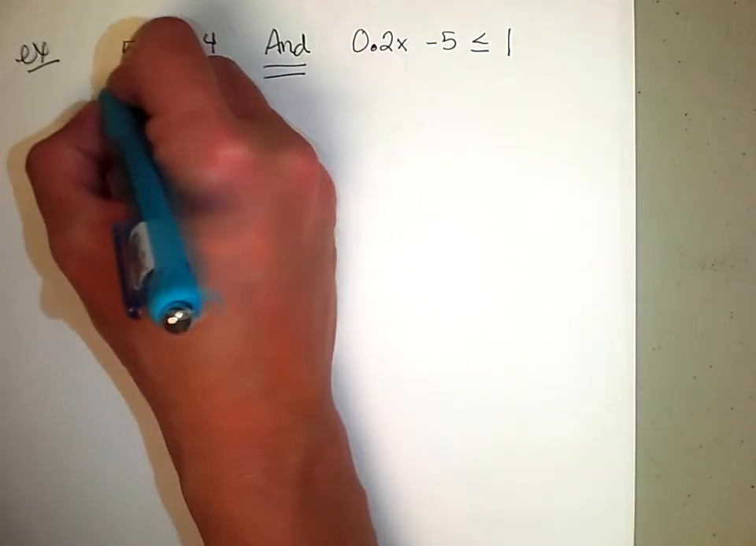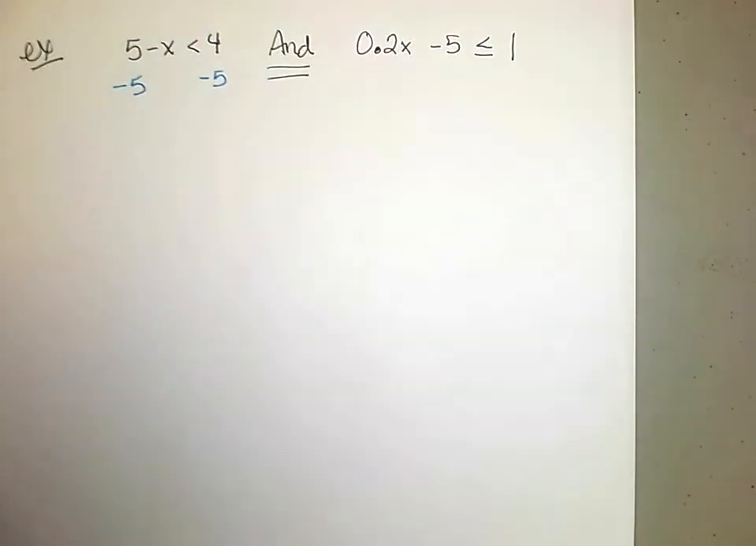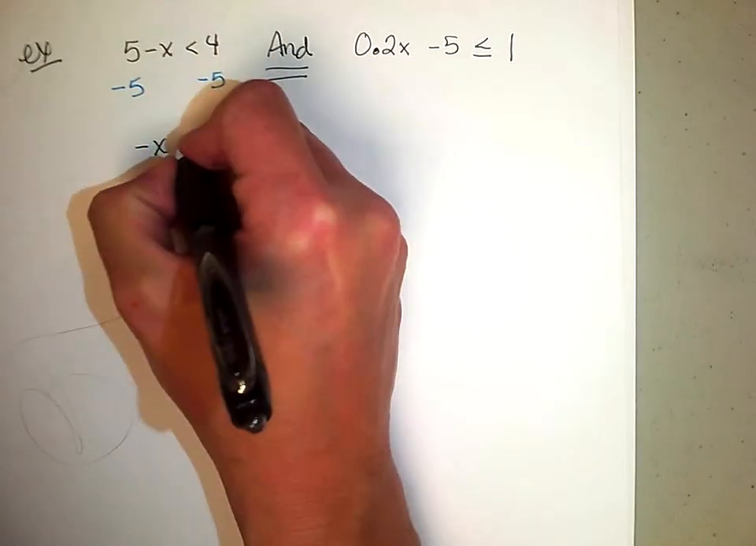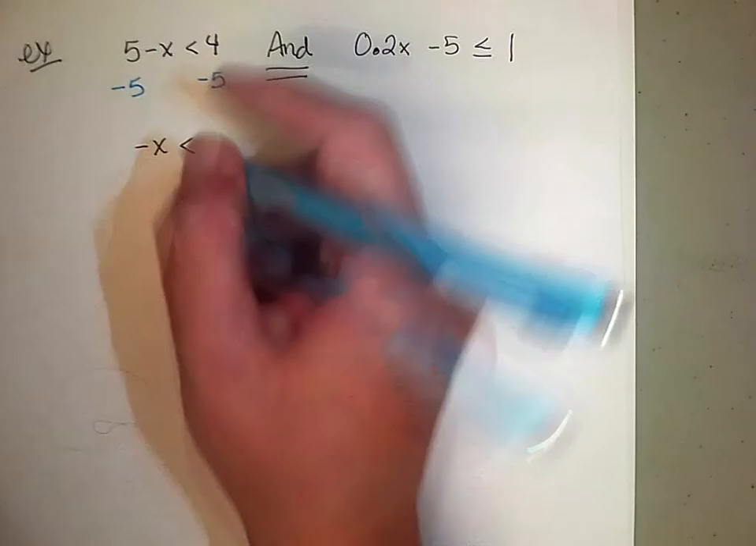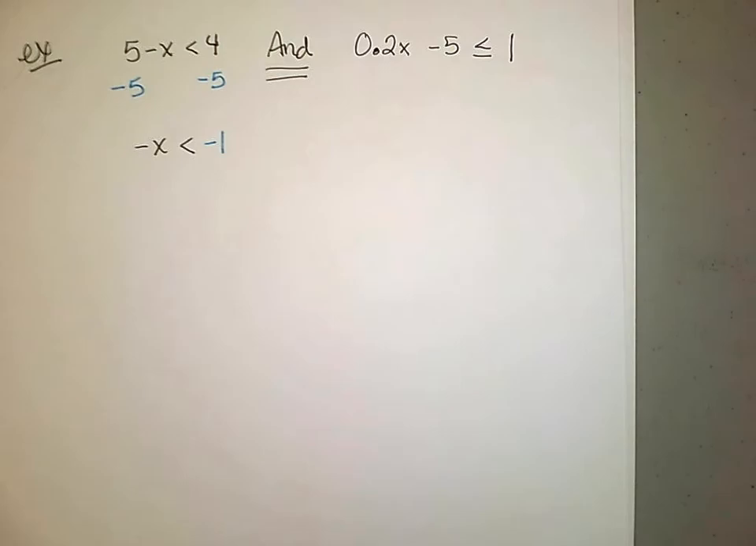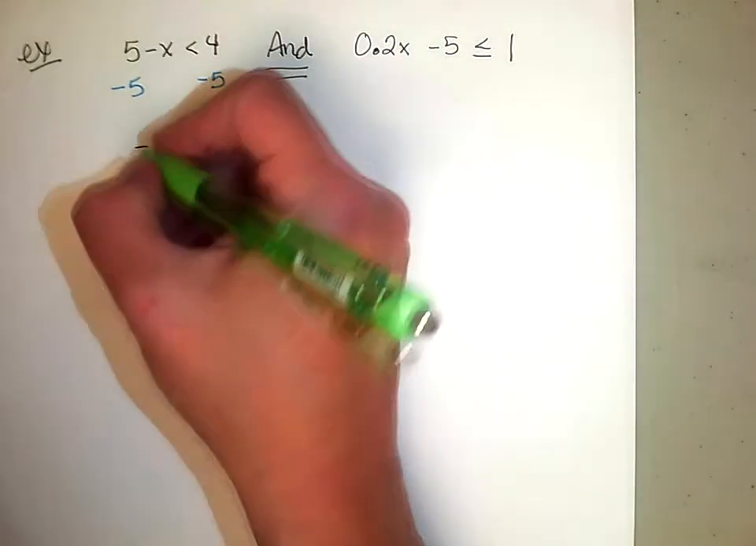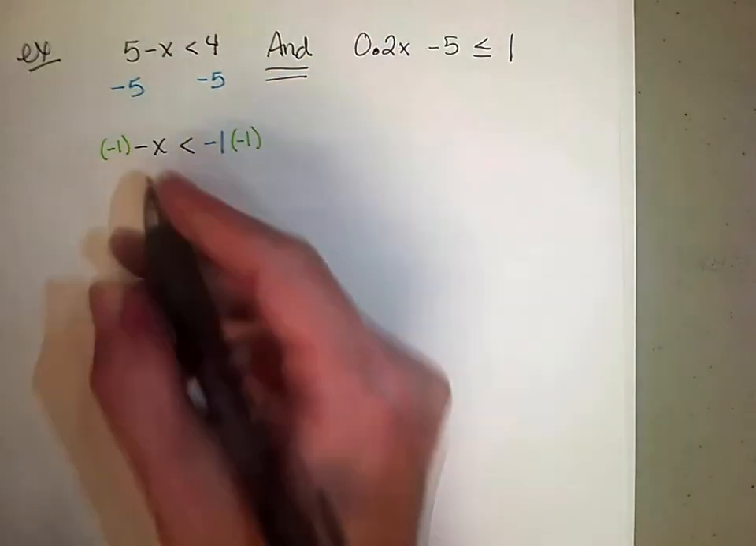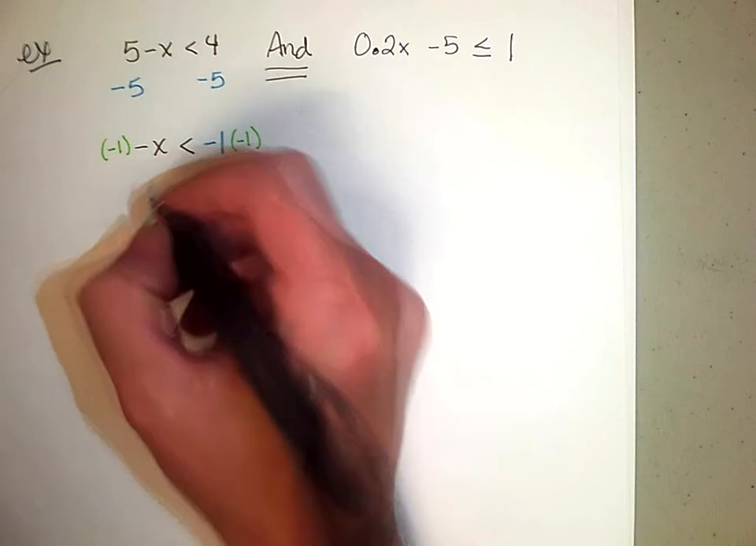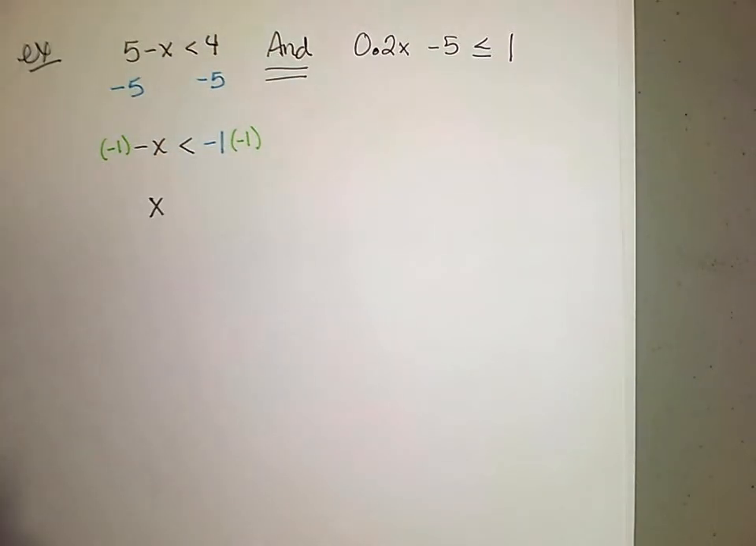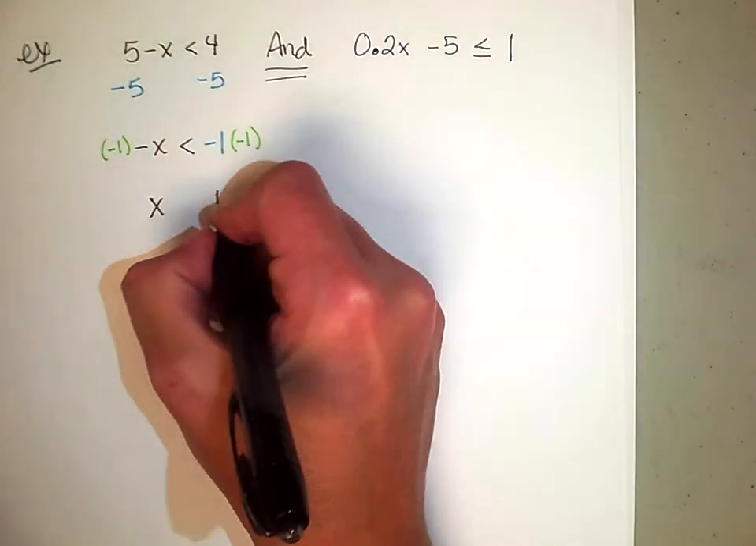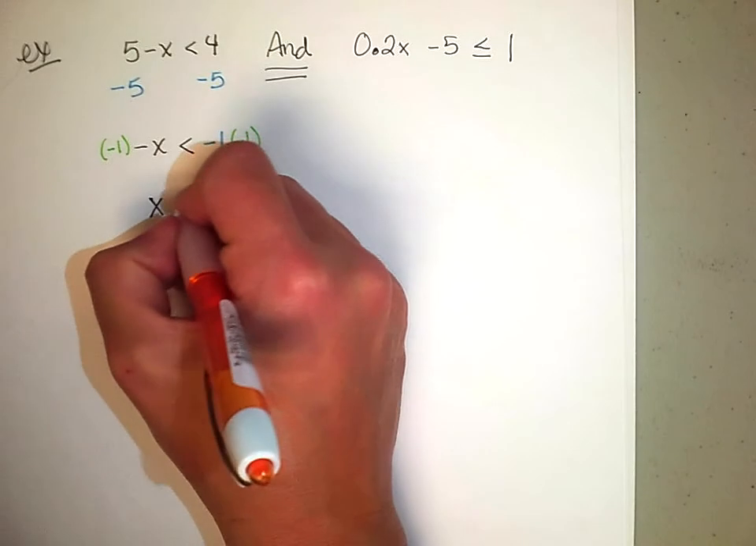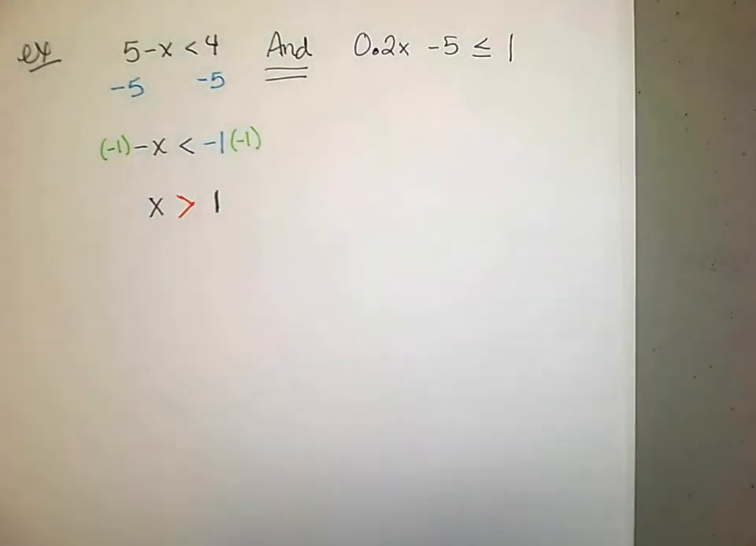Okay, so I'll subtract 5 from both sides. So negative x is less than negative 1. And then we'll divide or multiply, however you want to think about it. Let's multiply this by a negative 1. So we have that now positive x and positive 1. But if I'm going to do that, we need to flip the inequality symbol. Okay. So that's one solution.